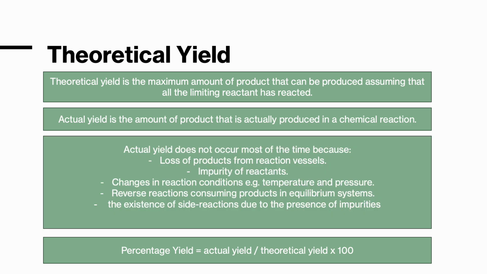So the reason that we calculate percentage yield is because the theoretical yield does not occur most of the time, and rather the actual yield occurs, which is lower than that of the theoretical yield. And so this can occur due to the loss of products from reaction vessels, impurity of the reactants, changes in reaction conditions such as temperature and pressure, also reverse reactions consuming products in equilibrium systems, and the presence of side reactions due to the presence of impurities.